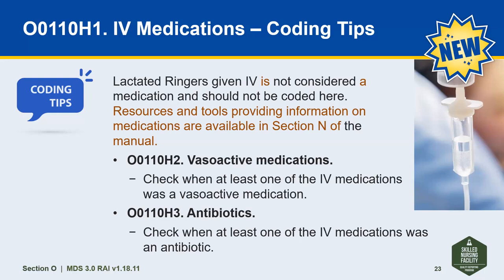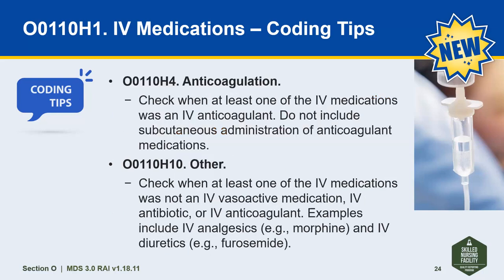We have H2 vasoactive medications. Check when at least one of the IV medications was a vasoactive medication. And H3 antibiotics. Check this when at least one of the IV medications was an antibiotic. For O0110 H4 anticoagulation, check when at least one of the IV medications was an IV anticoagulant. Do not include subcutaneous administration of anticoagulant medications.